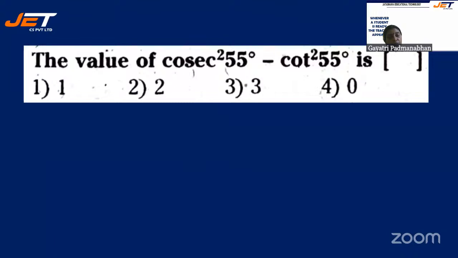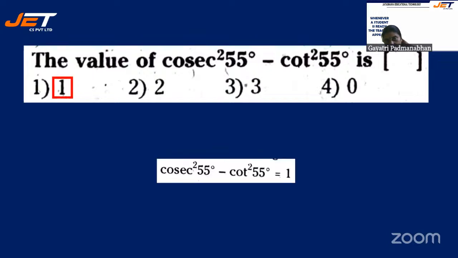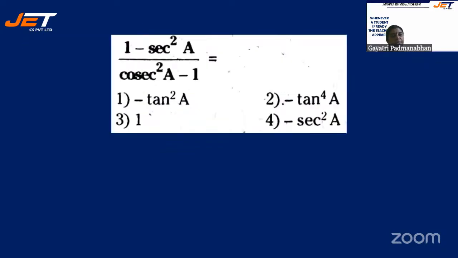All right. Yes. Now, what is the value of cosecant squared 55 minus cot square 55? So, cosecant square theta minus cot square theta is 1. So, whatever be the theta, whether it is 55 degree or whatever, cosecant square 55 minus cot square 55 is 1. So here it is 1. Okay, see the next question.